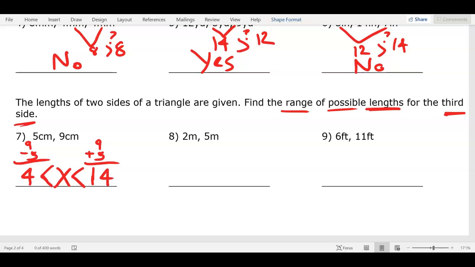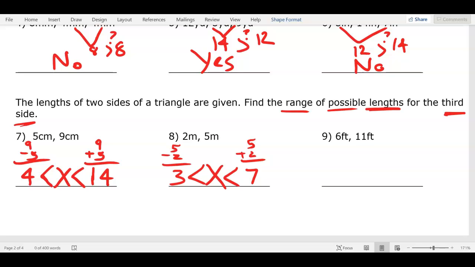So if you have 5 and 9, anything between 4 and 14 can be the third side and make a triangle. 5, 6, 7, 8, 9, 10, 11, 12, 13, those all work. But not 4, not 14, or beyond. Okay? That's it. Let's do it again on 8. What do I put in the middle? X, less than on both sides. On the left side, I do the big minus small. 5 minus 2 gives me 3. On the right side, 5 plus 2 gives me 7. That's my range of values. It's between 3 and 7. Not 3, not 7, but between it.